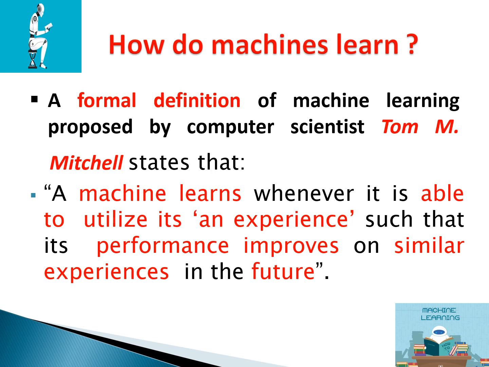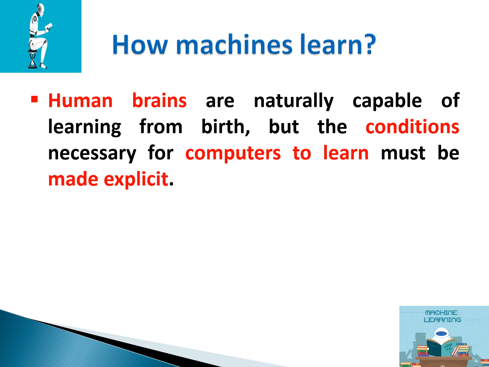So here the learning process is similar to that of humans. The idea is that the machine should learn from its past experiences, and using this experience it will try to improve the corresponding output in future predictions. How do machines learn? Machines should learn similar to human learning.